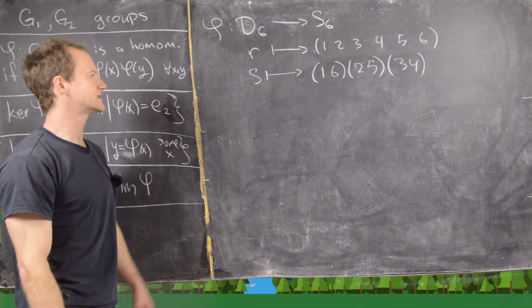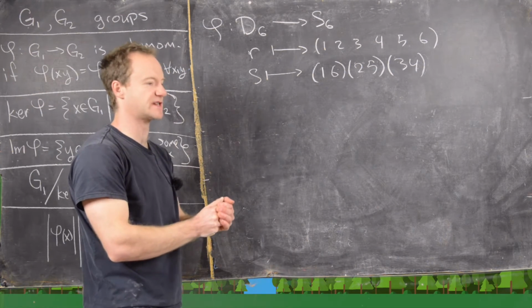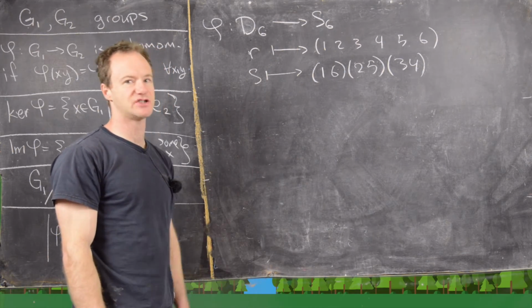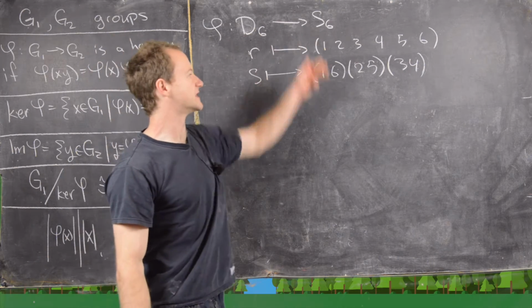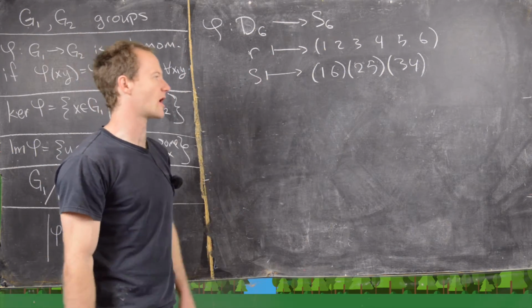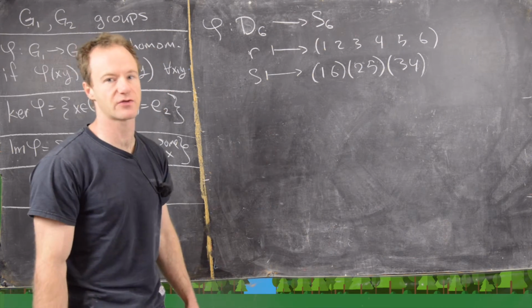Okay, so for our next example, we'll look at the map from D6, so the dihedral group of order 6, the symmetries of the hexagon, to S6, all bijections from 1 to 6 to 1 to 6. We'll take R to be this 6 cycle, (1 2 3 4 5 6). We'll take S to be this product of 3 disjoint 2 cycles, (1 6)(2 5)(3 4).